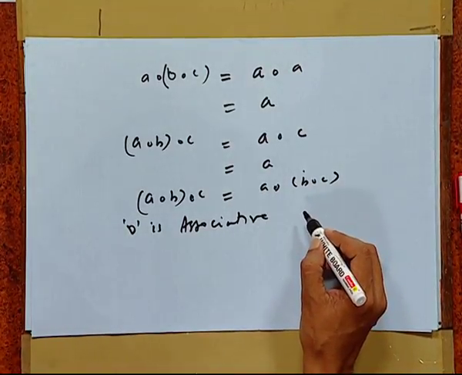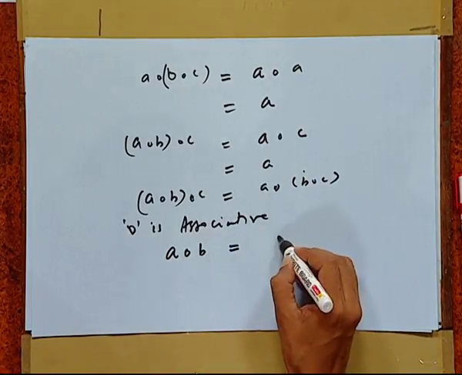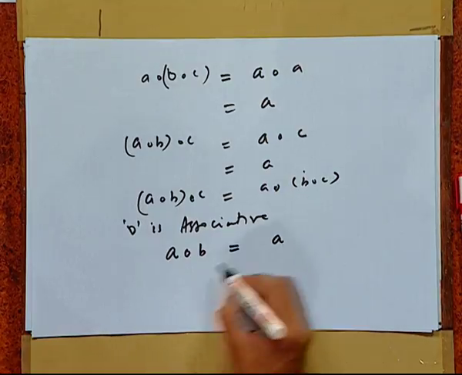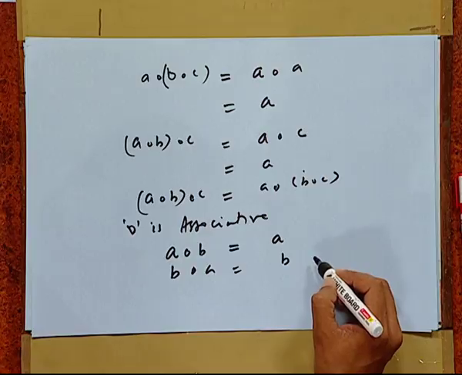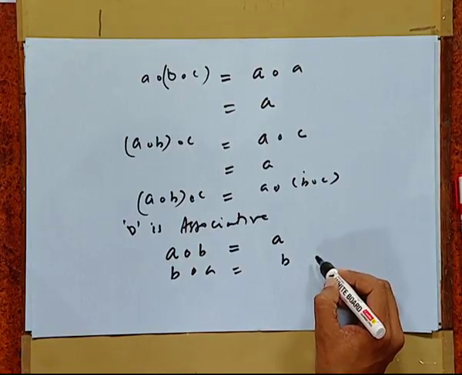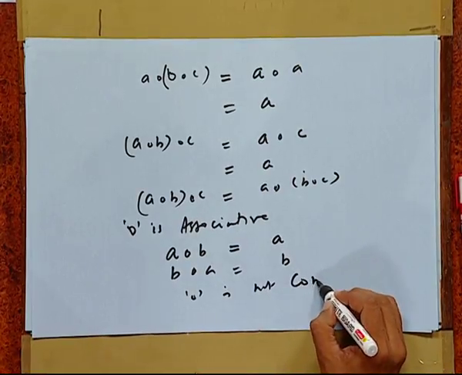Now, we have to show that O is not commutative. We have A operation B is simply A, while B operation A is simply B. So, unless A and B are equal, these two are not equal. Thus, O is not commutative.